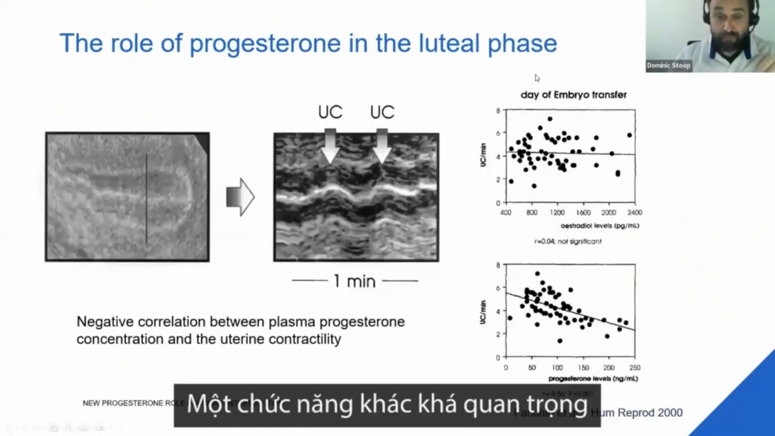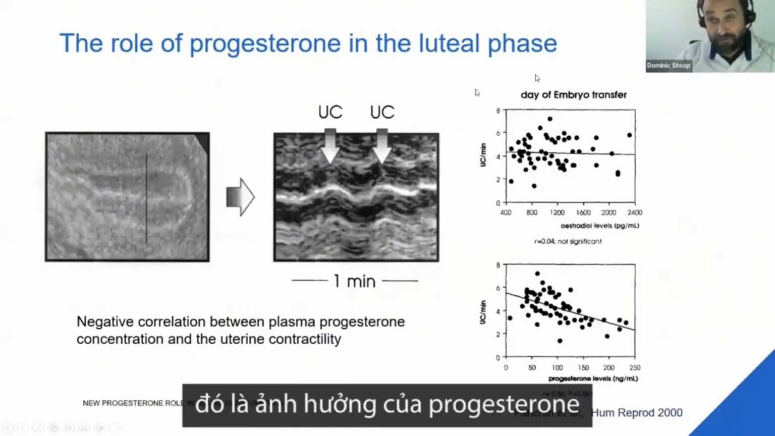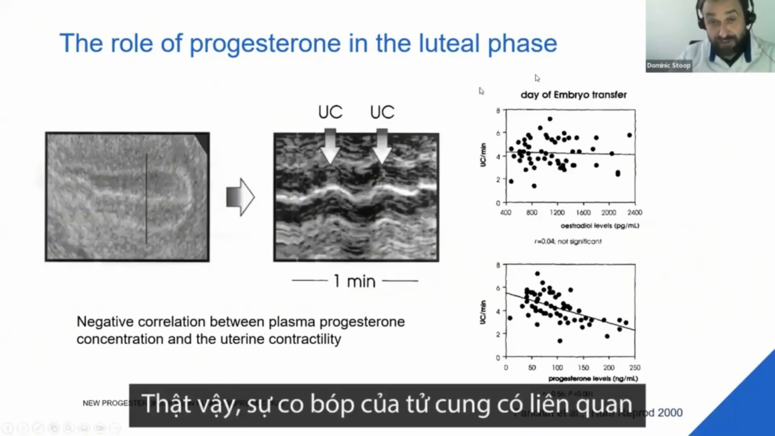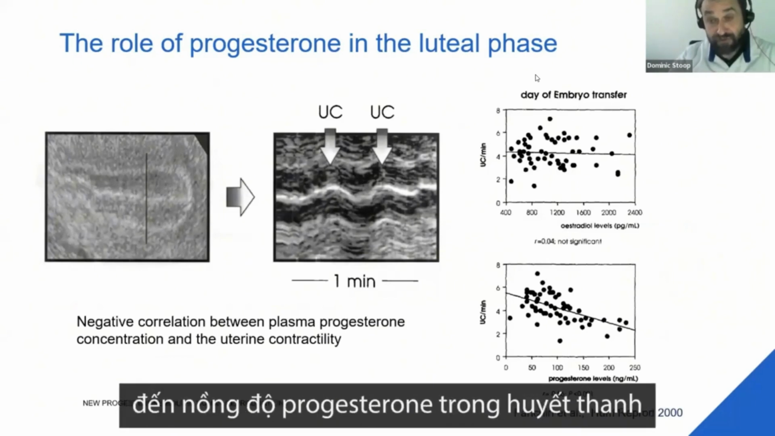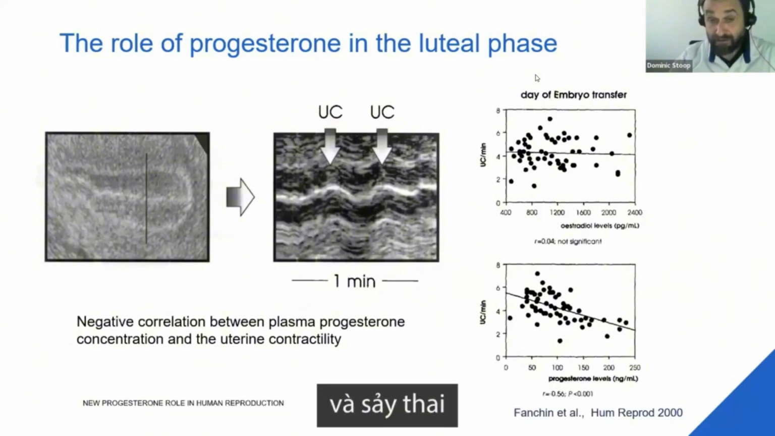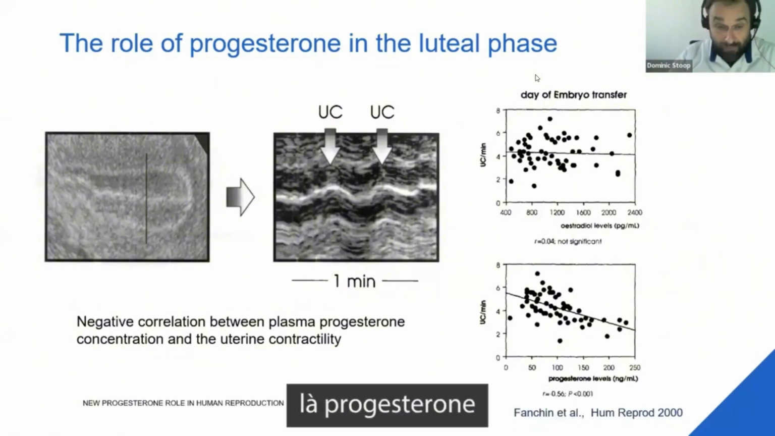Another factor which is quite important and has been studied a lot is the effect of progesterone on the contractility of the uterus. Uterine contractility has been linked to progesterone concentrations in the serum. It also has been linked to chances of implantation and pregnancy loss. So these things are all linked to that same hormone, progesterone.